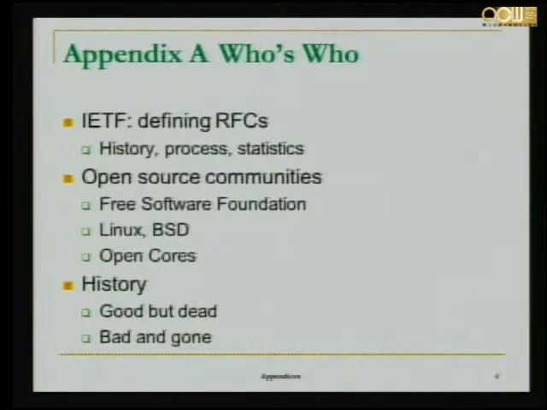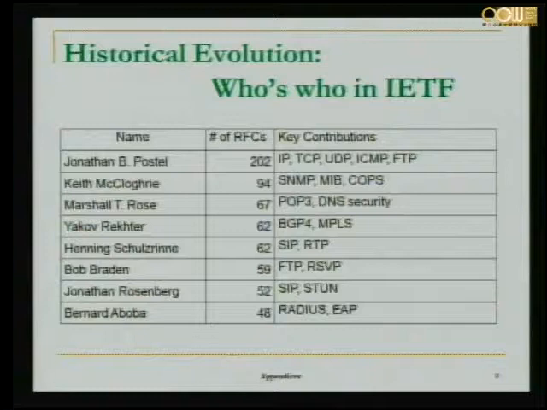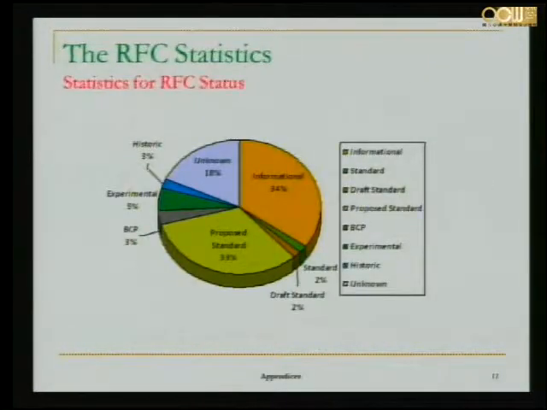And for appendix A, I want to show just the IETF. Right now, there are almost 6,000 RFCs. Well, you would wonder why we have so many RFCs. I think we only have less than 100 protocols in use on the internet. But how come we have almost 6,000 RFCs?